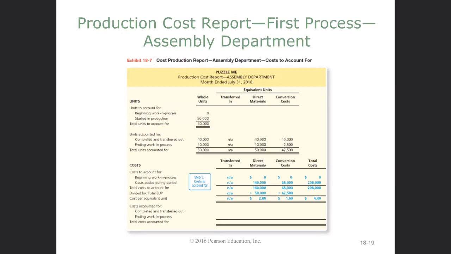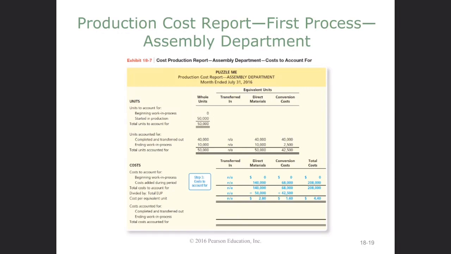And then here we've added some items. So in step 3, we're looking at the cost to account for. And so we see here we've got our transferred in, which were all NAs because we didn't have anything transferred in. We've got our direct materials, our conversion cost, and then the total cost. So for example, if you have a question that says, what's the cost per equivalent unit for your direct materials, how would you solve that?